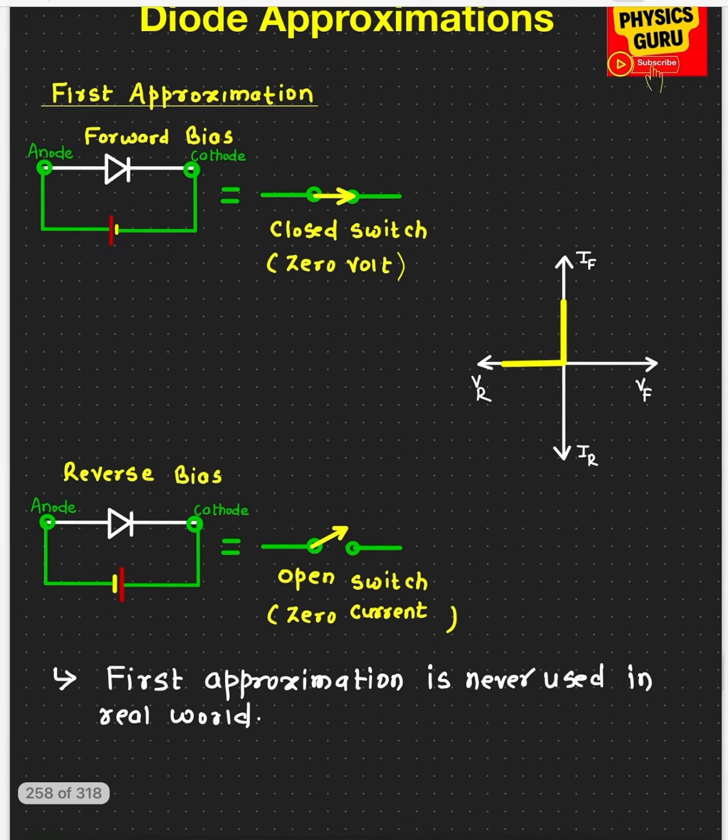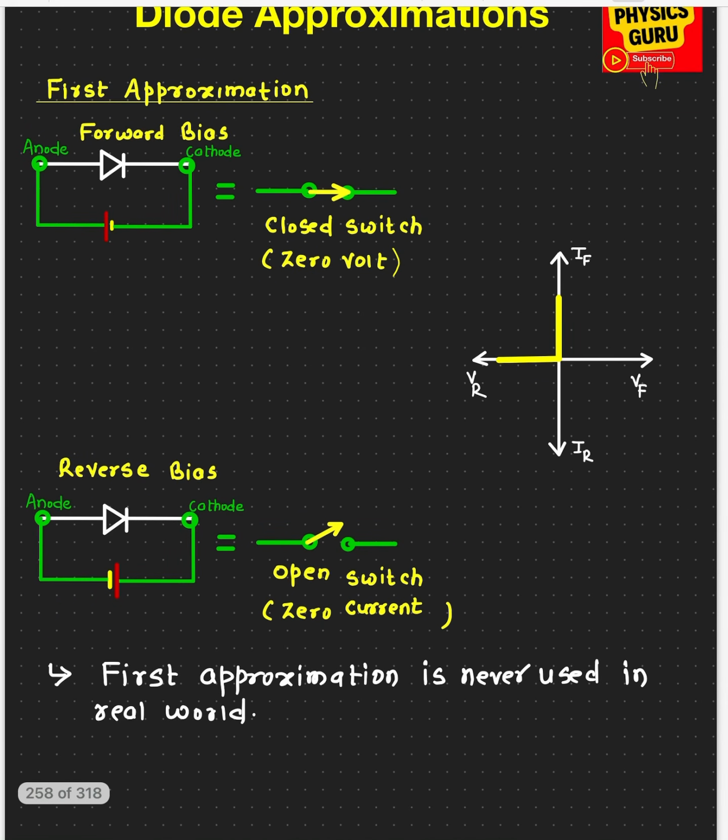So what does this mean? That means even with a slight voltage, the current in the circuit will be very, very high. That's what it denotes here. VF stands for the voltage in the forward bias, and IF stands for the current in the forward bias. Even with zero voltage, or rather even a slight voltage, the current in the circuit will be very, very high. That's what it means.